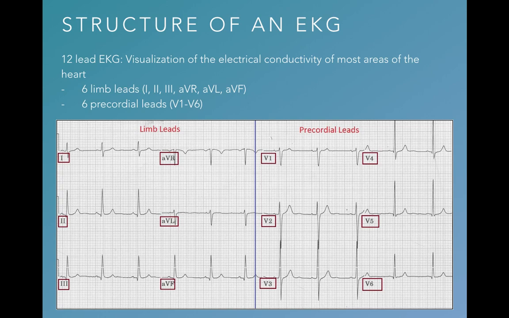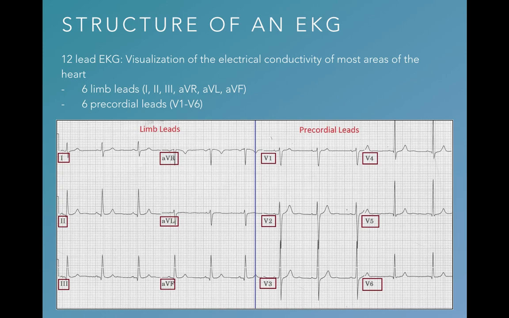So there are 3 regular limb leads called 1, 2, and 3 seen on the left going down, and then there are augmented limb leads, AVR, AVL, and AVF. The R stands for right, the L stands for left, and the F stands for foot. And I'm going to show you pictures of what exactly this means in a second. And then on the right hand side are the precordial leads, or the chest leads. So they start on the right sternal border and wrap around towards the left armpit.